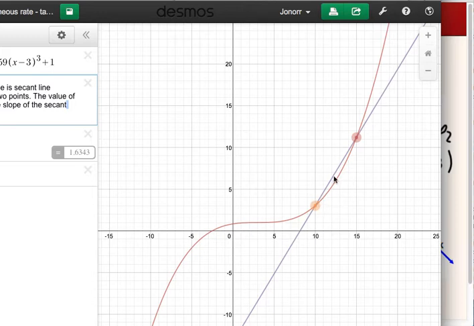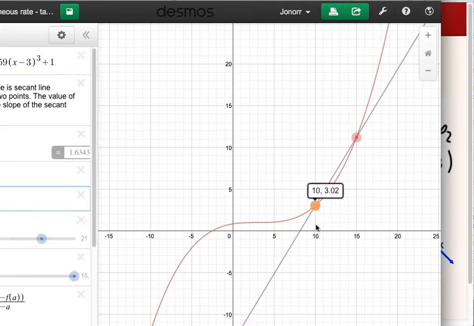The slope of that line represents the average rate of change between 10 and 15. Well, say I wanted to know the instantaneous rate of change at 10. At that point right there, I wanted to know the instantaneous rate of change. Right, which means I would draw, if the instantaneous rate of change is represented by the slope of a tangent line.